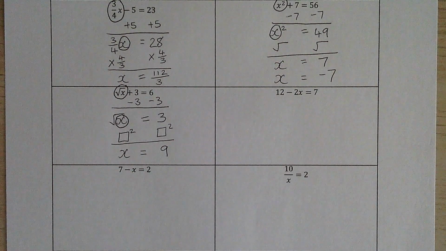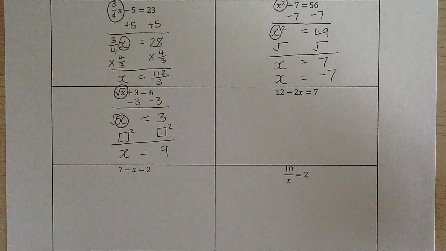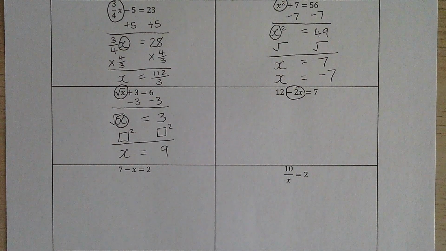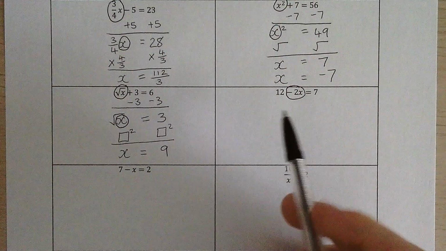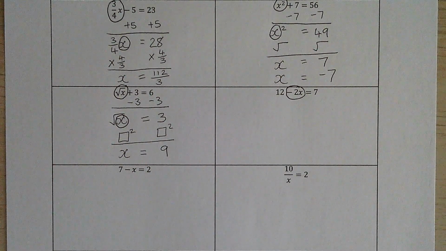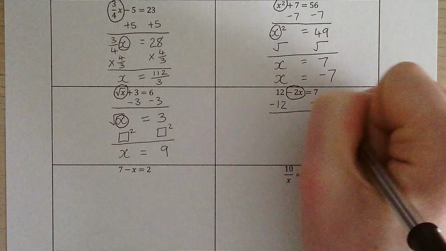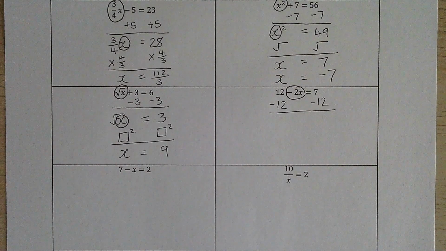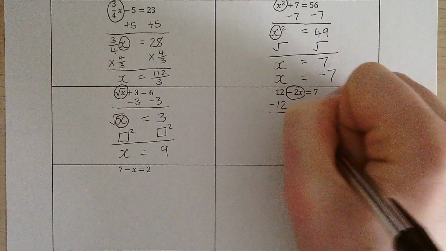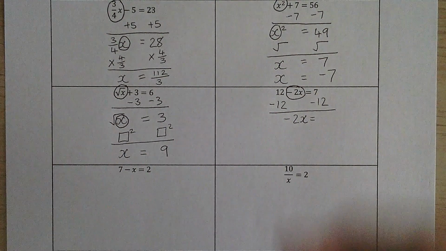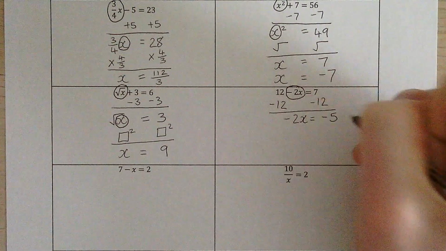On to the next question, and this is where the difficulty starts to increase a bit. I need to isolate the term, and here the minus is included inside the x term. So I need to get rid of 12 to start off with. This 12 is being added on to minus 2x, so therefore I need to subtract 12 from both sides of the equation. 12 take away 12 will cancel. The minus 2x is going to drop down. The equal sign is going to drop down. And then 7 take away 12 is minus 5.